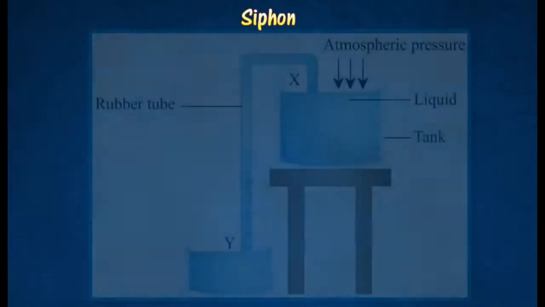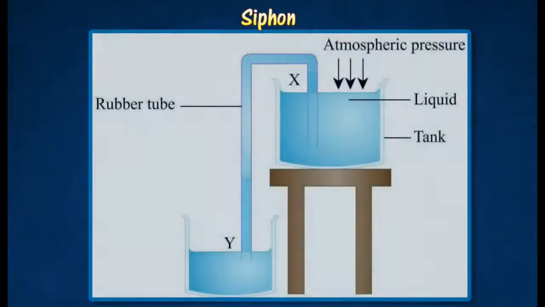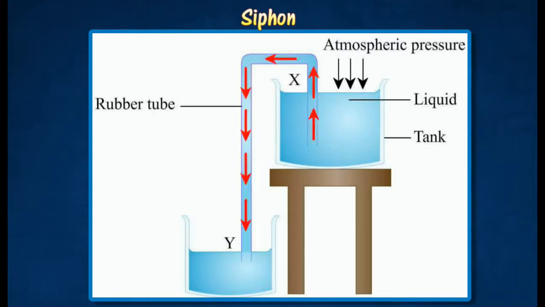A siphon consists of a rubber tube used to remove liquid from a tank. The rubber tube is filled with liquid, and one end is placed in the liquid-in container. When both ends of the tube are opened, liquid flowing out through Y creates a partial vacuum inside the tube.